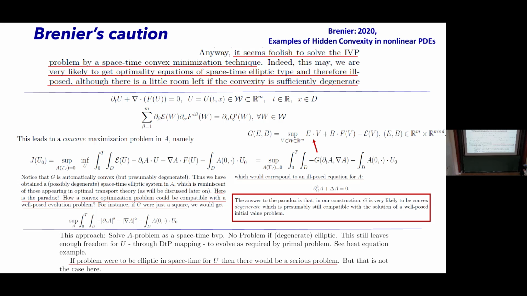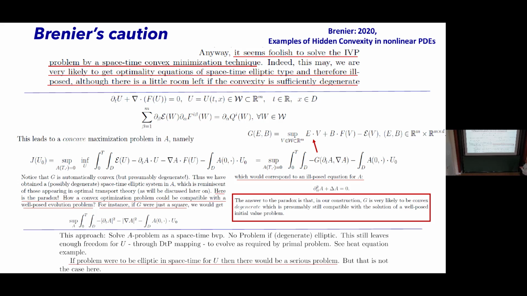So then he says, indeed, this way, we are very likely to get optimality equations of space-time elliptic type. We already saw what happens. And therefore, ill-posed, although there is a little room left if the convexity is sufficiently degenerate. So Brenier is linking, as I parse it, everything to, you are able to solve the initial value problem because the actual problem is degenerate elliptic. Okay, so you take it for what it's worth. I don't think that's the key issue. Although for all evolution problems, like the heat, and I'll show you the transport simplest ones, the dual problem will be degenerate elliptic. That's a fact.